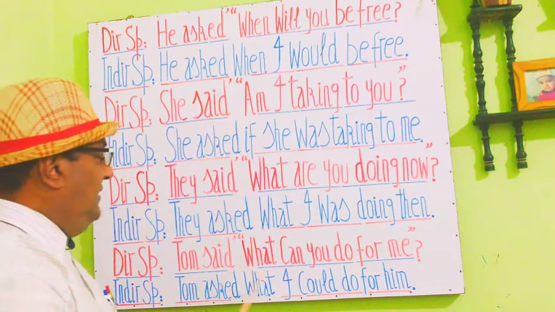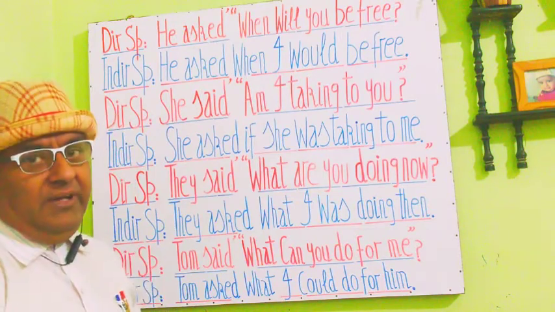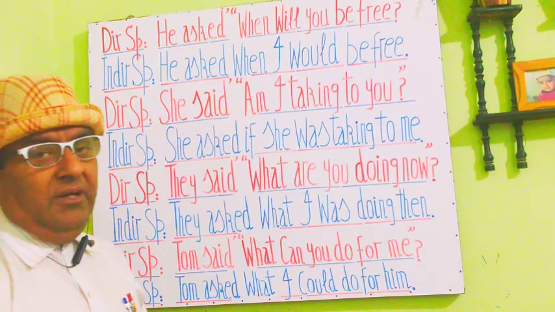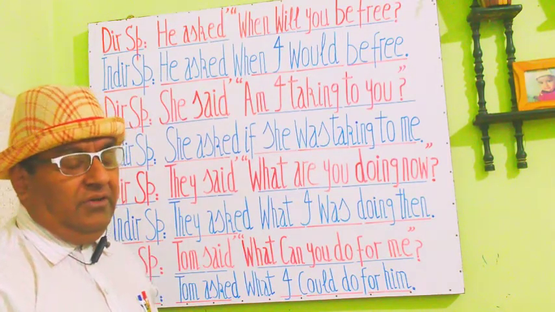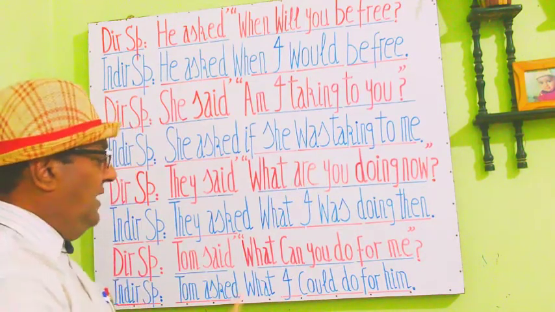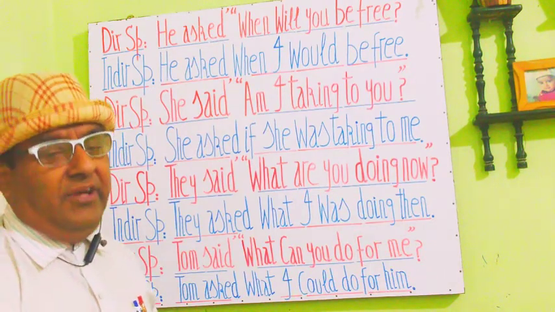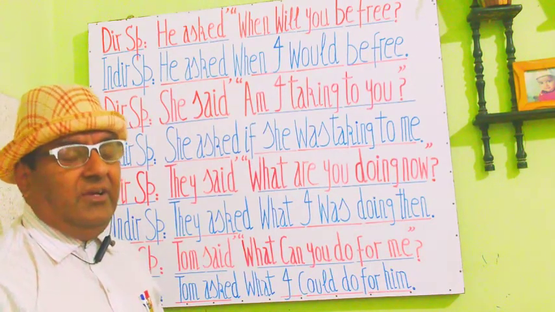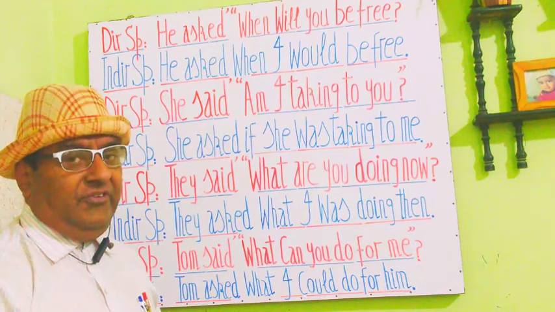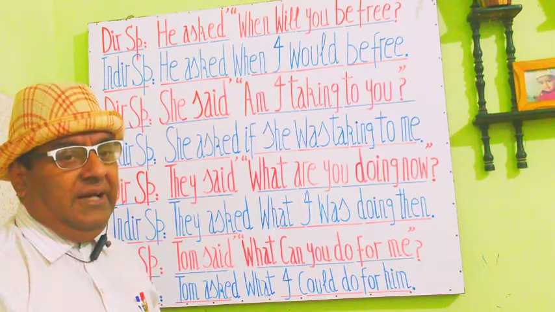Tom said, what can you do for me? आप मेरे लिए क्या कर सकते हो? और इसकी आपने चेंजेस देखी. Tom asked what I could do for him. So these are new changes. Guys, very interesting phrases. And these phrases are commonly used in speaking.